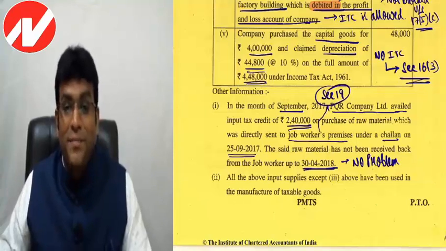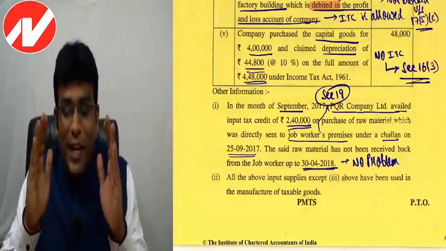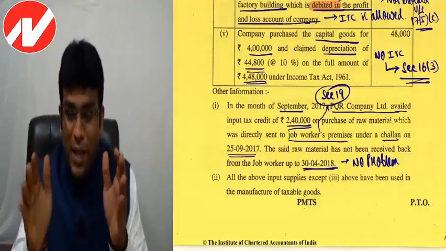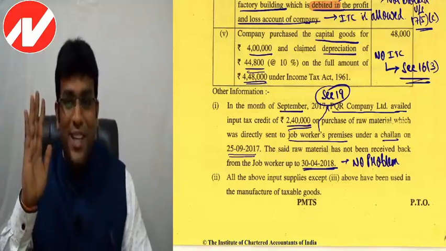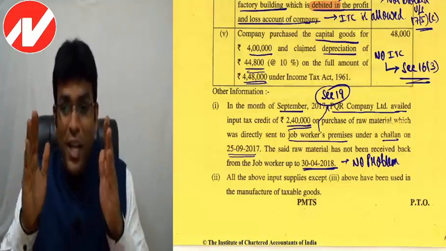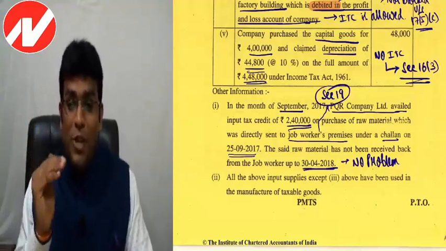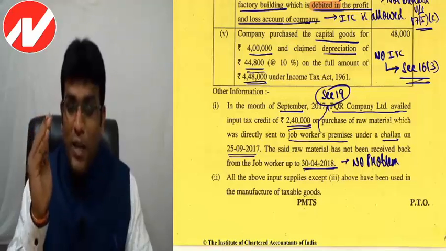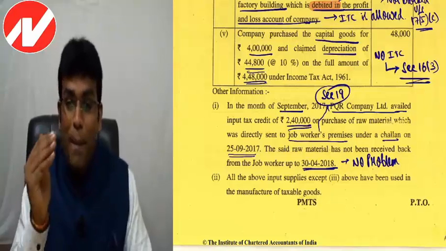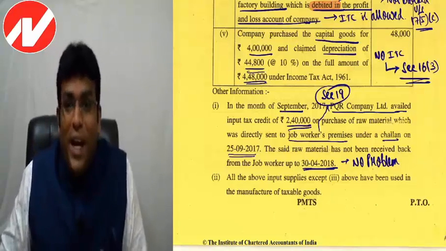as per section 19, whenever inputs or capital goods are directly sent to a job worker, still input tax credit is allowed. However, the law gave a time limit for bringing back the inputs or capital goods: input should come back within 1 year, whereas capital goods should come back within 3 years. I repeat one more time, input should come back within 1 year and capital goods should come back within 3 years.